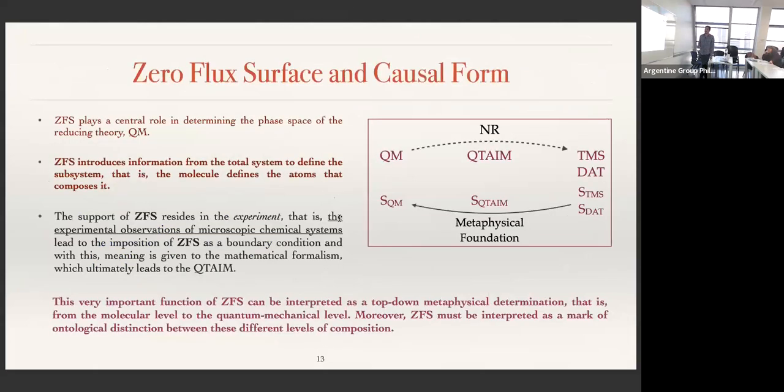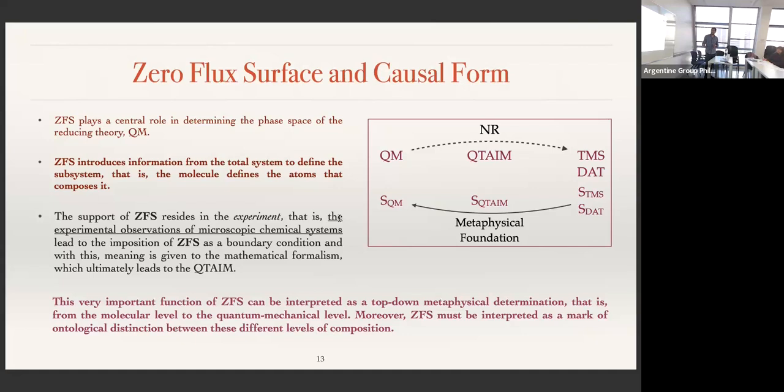Finally, thanks to this analysis, we can note that the Nagelian reduction model overlooks the important role that the phase space has in the construction of theories, particularly in the case of the quantum theory of atoms in molecules. In this case, the zero flux surface plays a central role in determining the phase space of the reducing theory, i.e. quantum mechanics. And the zero flux surface introduces information from the total system to define the subsystem. That is, the molecule defines the atoms that compose it.